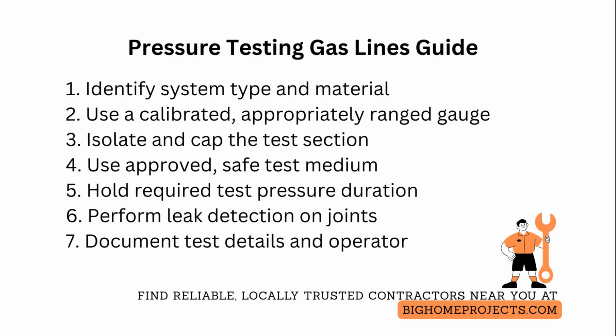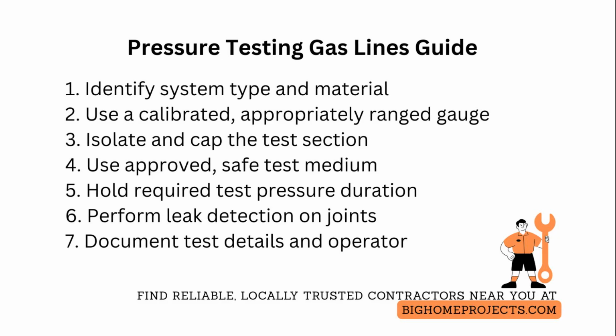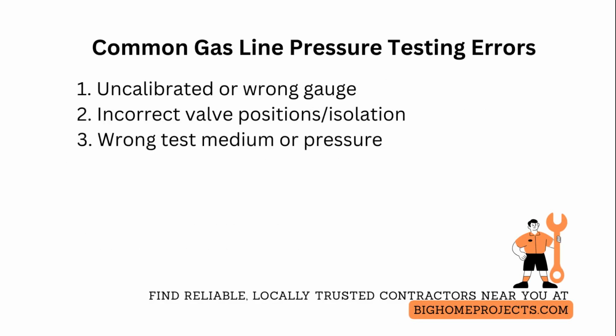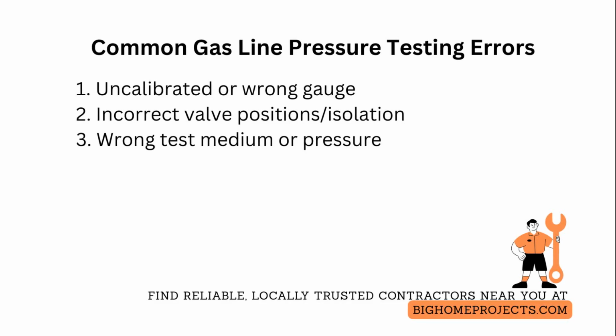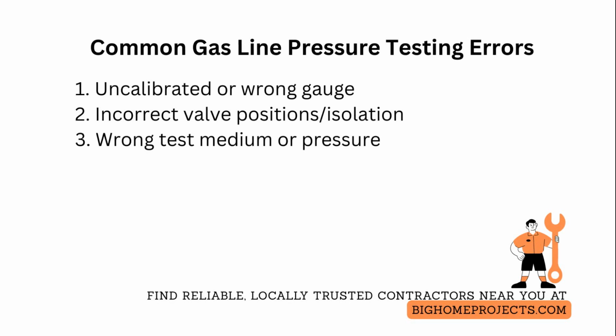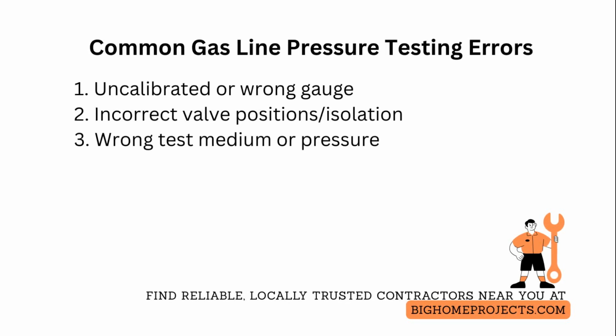If pressure testing with air, consider adding a safety factor and never exceed the piping system design pressure. Consult the code for maximum test pressures for specific materials to avoid damage. One of the most common mistakes is using an improper gauge or an uncalibrated gauge, which causes inaccurate readings and failed inspections. Fix this by selecting a gauge with appropriate range and current calibration certificate and log its serial number in the report.